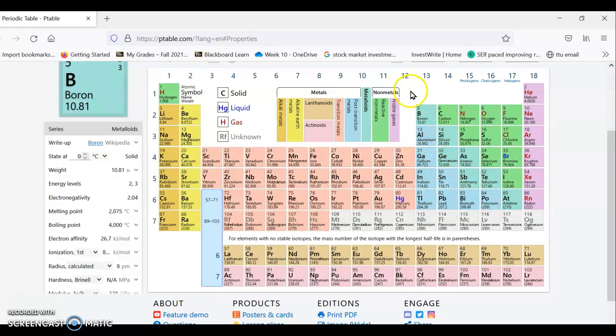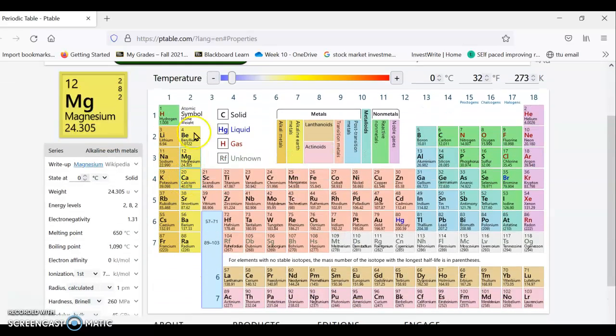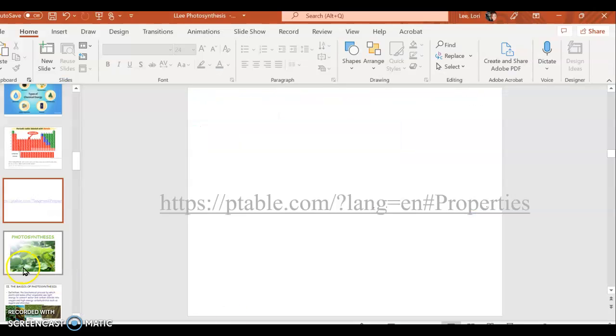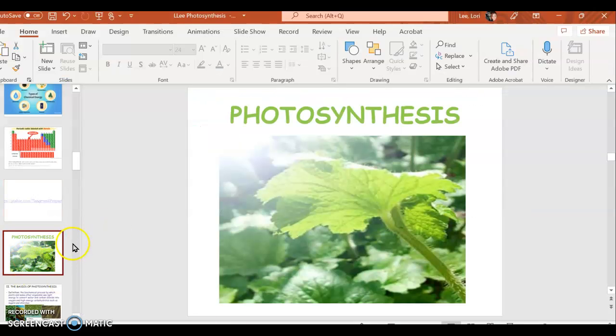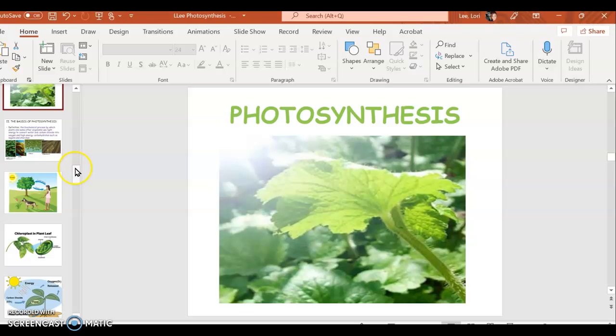And like I said, it looks very complicated, but for middle school, we just divide it into three main parts. Here's sodium. Now, the reason that we're looking at the periodic table is because when we talk about photosynthesis, we kind of need to know what we're dealing with as how plants make their food.